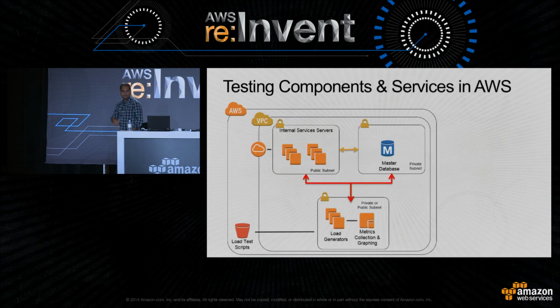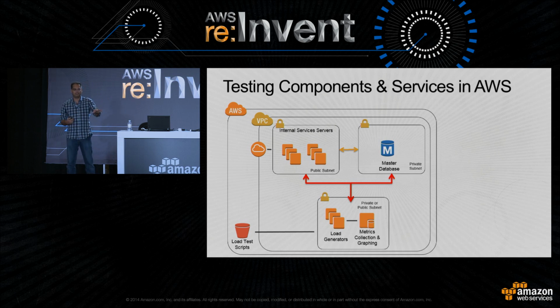All right. So let's start with testing those individual decoupled components, those internal services. In this scenario, what if those internal services or components are actually already running on AWS? In this case, load testing actually becomes pretty easy.